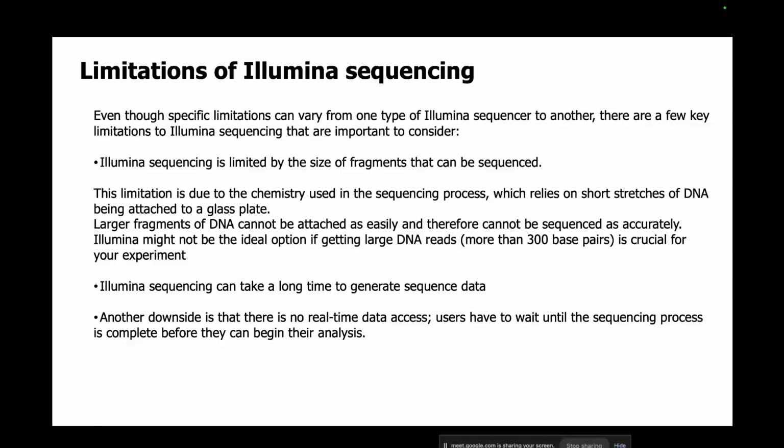The Illumina sequencing can take a long time to generate the sequence data, but that is also true for other sequencing technologies as well. Illumina is not that bad. It is bad compared to some others, but not that bad. The time is the main drawback of it. Another downside is that there is no real-time access to the data. You have to wait for the whole experiment procedure to finish to actually get the data, right? You cannot get it in real time. So that is another issue, but the main issue is the length of the read, right?